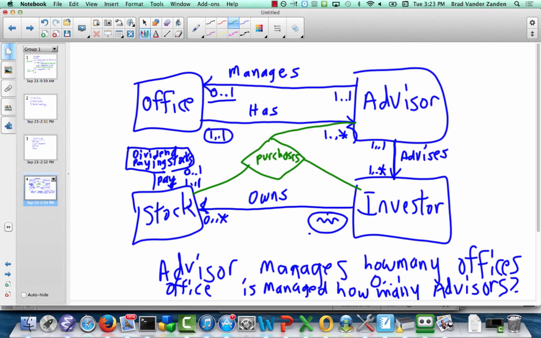Okay, so that's a 3-way relationship. You can tell it's a 3-way relationship because it mentioned 3 entities in the same sentence. So don't represent it as 2 binary relationships. It really is a degree 3 relationship.